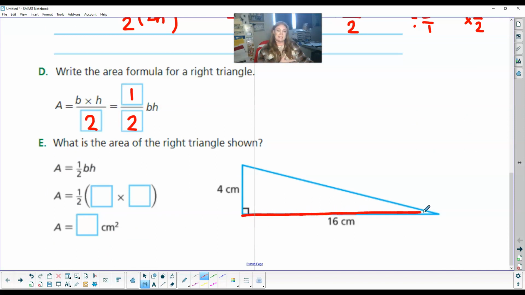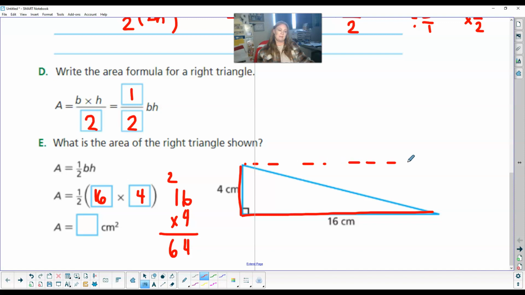So our base is 16, so for B we're plugging in 16. Height goes straight up, it is 4. So we need to do 16 times 4. 16 times 4, that's 24, 4, 5, 6. We're at 64.